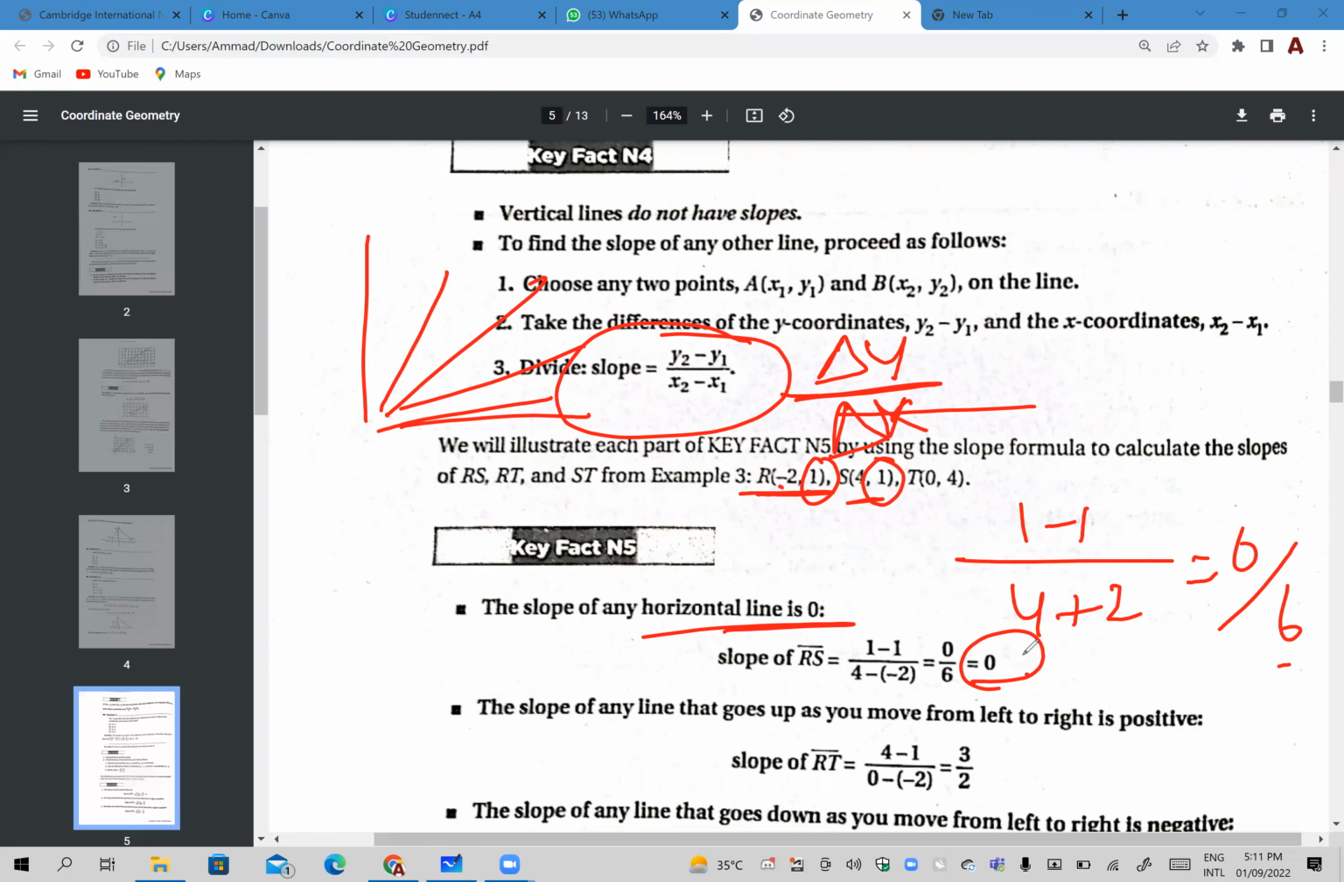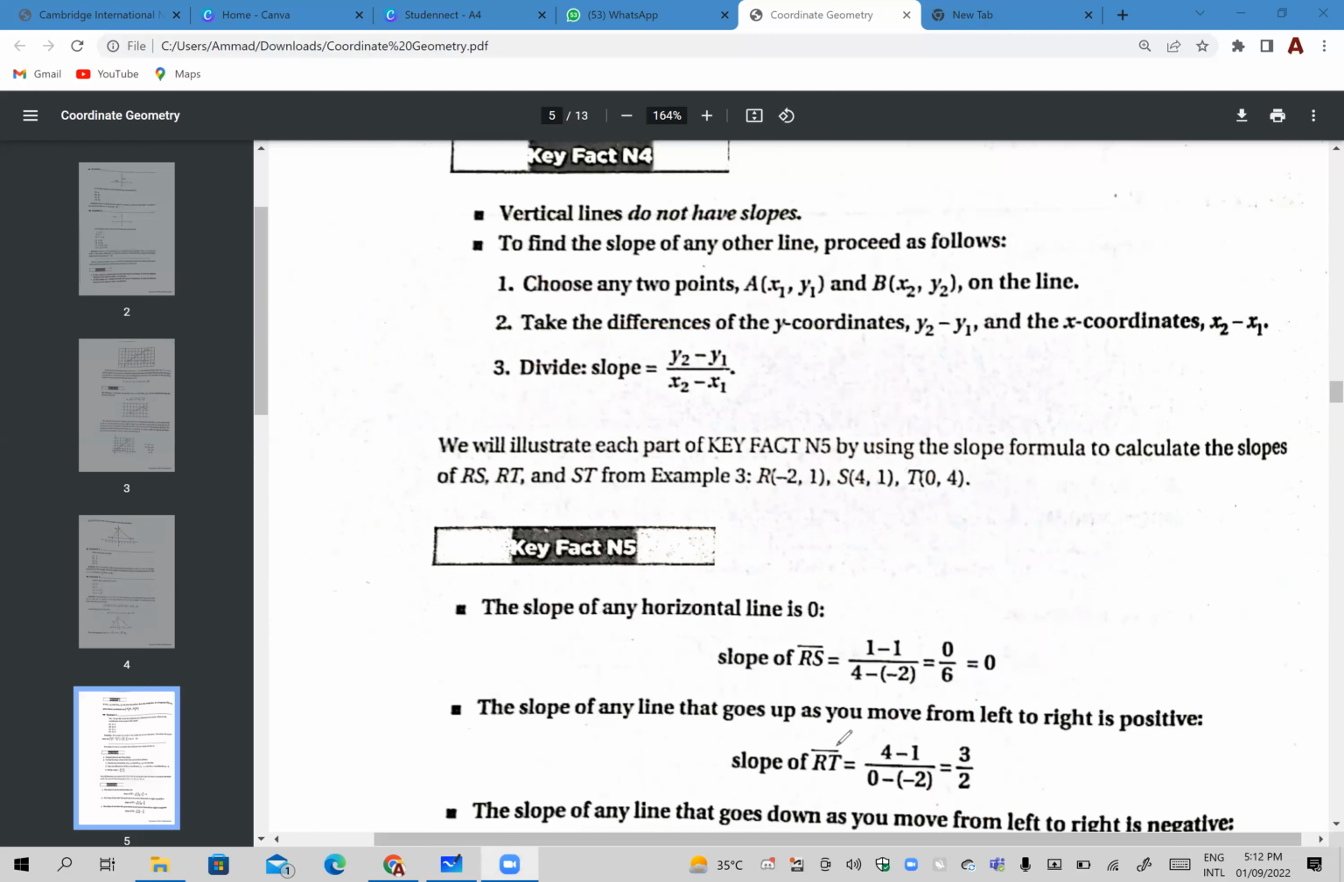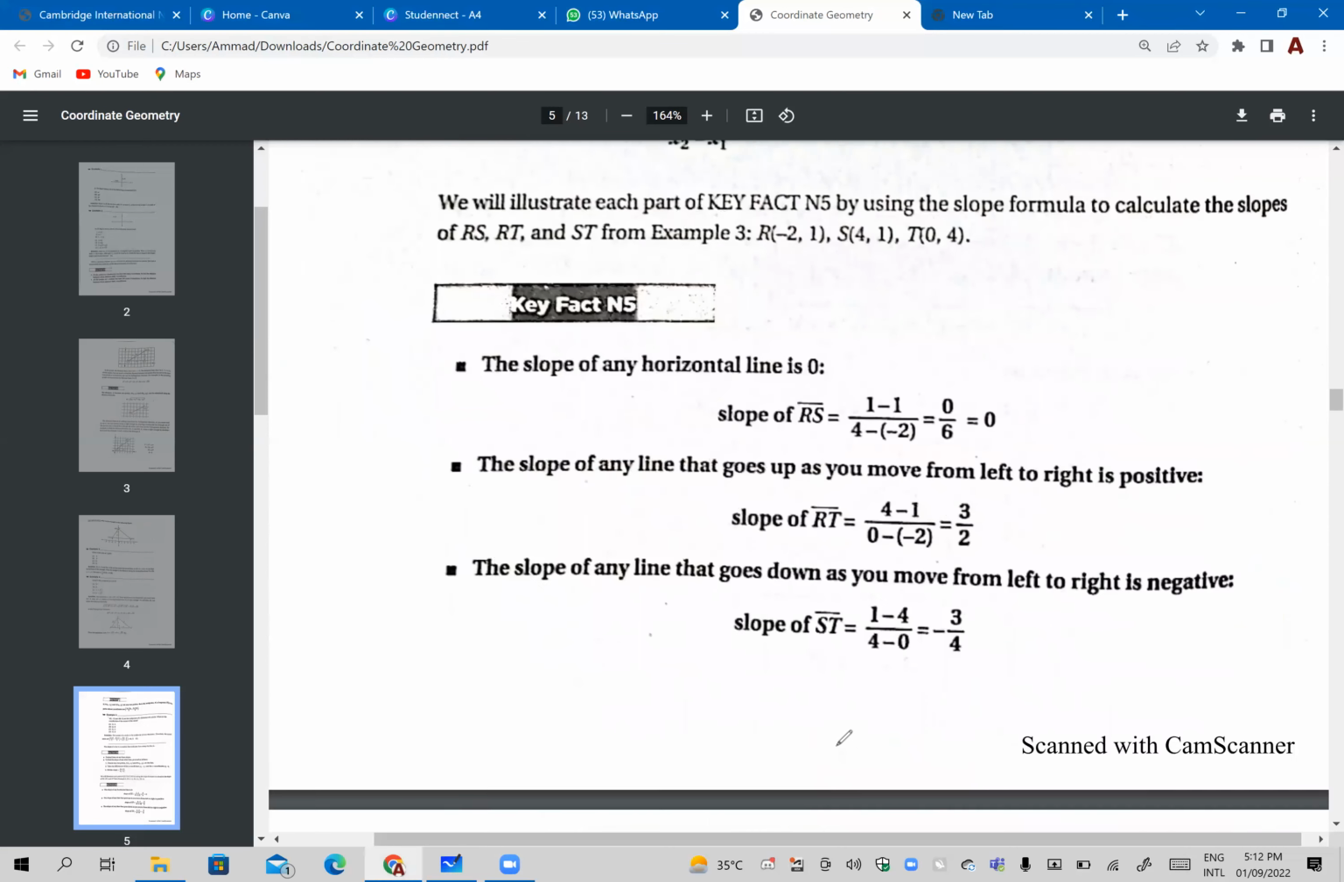Similarly, if you have to find the slope of RT, R is -2, 1 and T is 0, 4. So y2 is 4 and y1 is 1, x2 is 0 and x1 is -2. Apply it, solve it, and this is the gradient. So gradient and slope have the formula y2 minus y1 over x2 minus x1. This was our third formula.